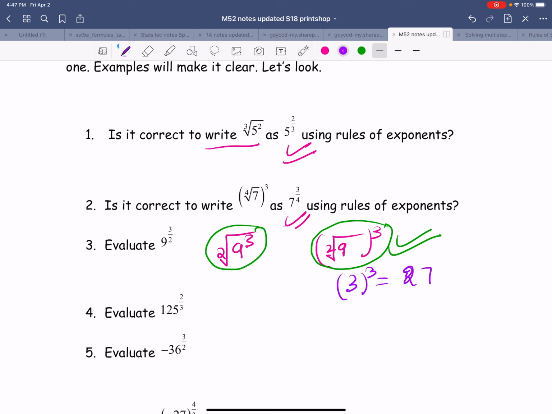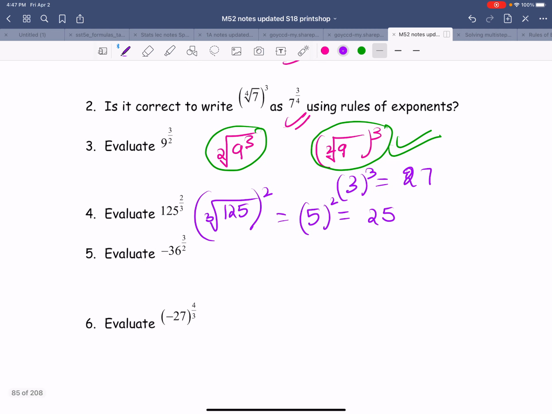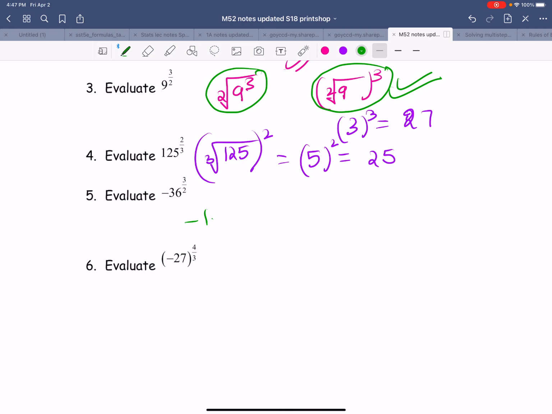Okay. Evaluate 125 to the power 2/3. So cube root of 125 raised to the second power. Cube root of 125 is 5, because 5 times 5 times 5 is 125. 5 raised to the second power is 25. Now, next one, it's a negative, but it's not going to go inside the base, because if I had parentheses there, that was the danger for me. But there's no parentheses, so the negative is not going to go inside the radical. So it is negative 1 times the square root of 36 raised to the third power. The square root of 36 is 6, raised to the third power, which is negative whatever 6 raised to the third power is.